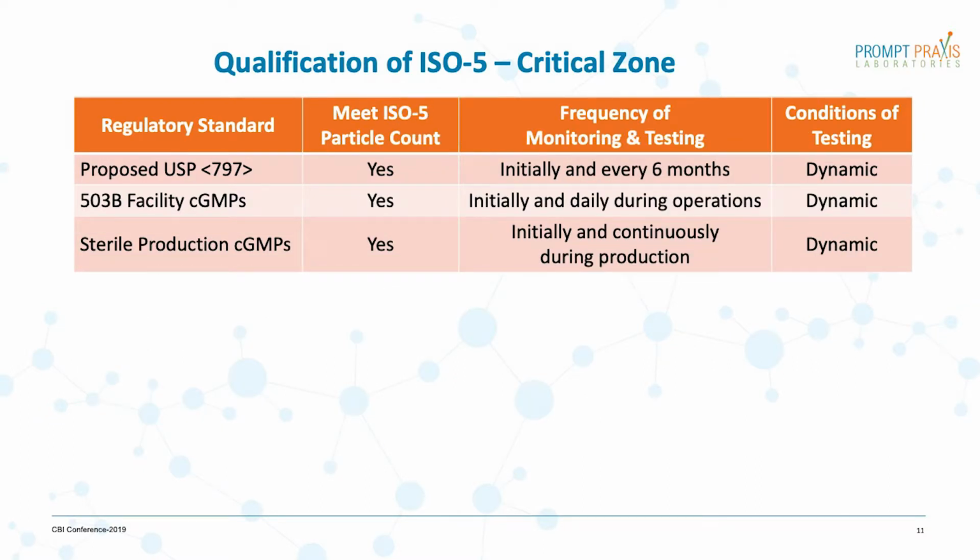And finally, you have to meet the particulate count on a regular basis across all 3 industries, and initially and every 6 months under dynamic conditions for USP. 503B initially and daily during operations, and then sterile fills initially and continuously during operations. So it's interesting to me that that room needs to be monitored for USP only once every 6 months under dynamic conditions. In a microbial world, that seems a little subjective, but that's what the USP proposed 797 is recommending.